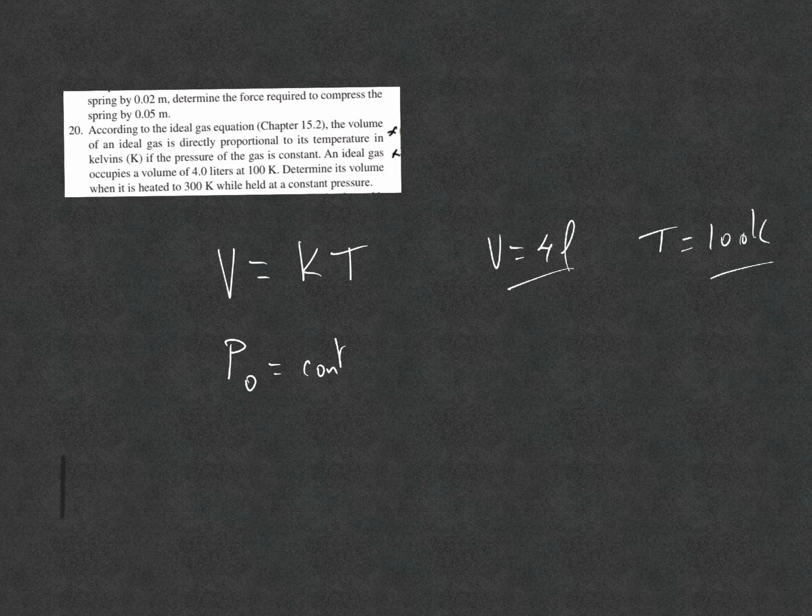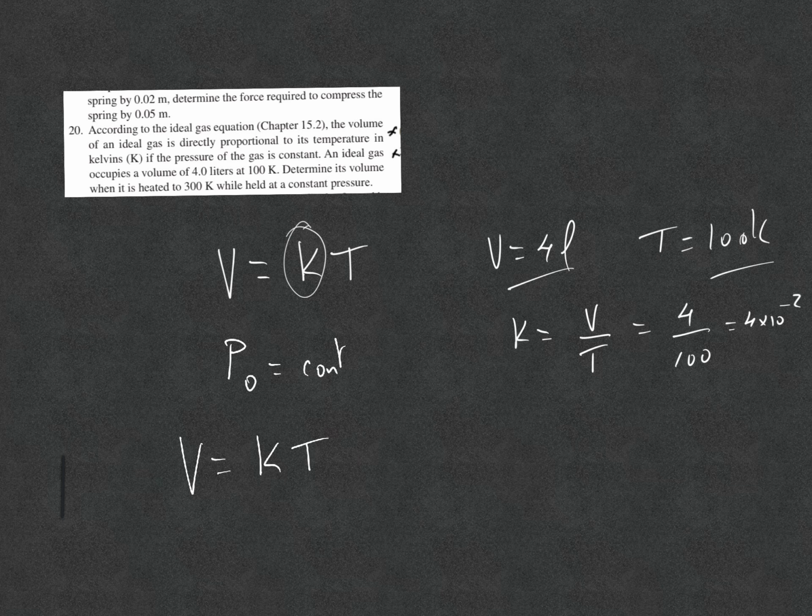So this information will allow us to obtain the K. The K will be V divided by T, the volume divided by T. So the K is 4 times 10 to the power minus 2. Now the question says, determine its volume when it's heated to 300 kelvins at constant pressure. So V will still be K times T. Now K I know: 4 times 10 to the minus 2.